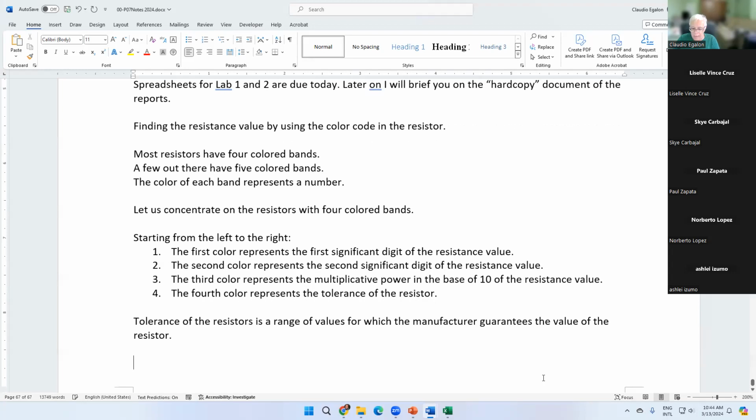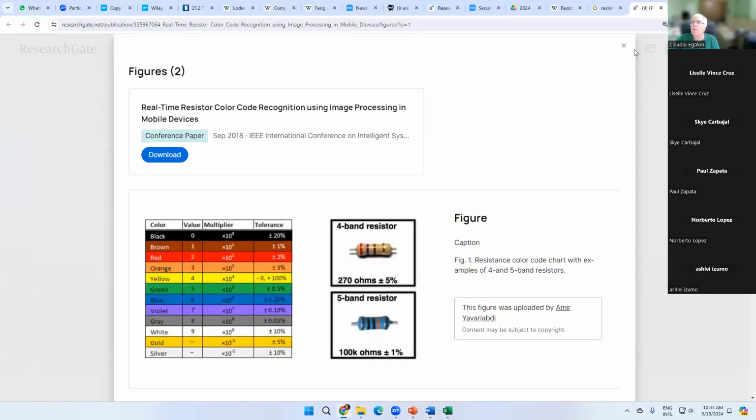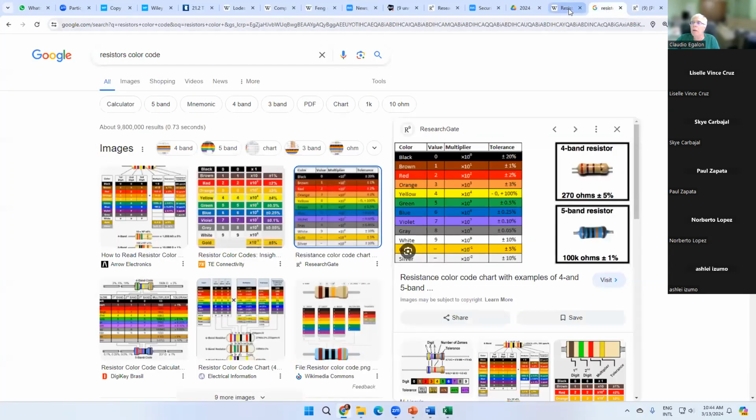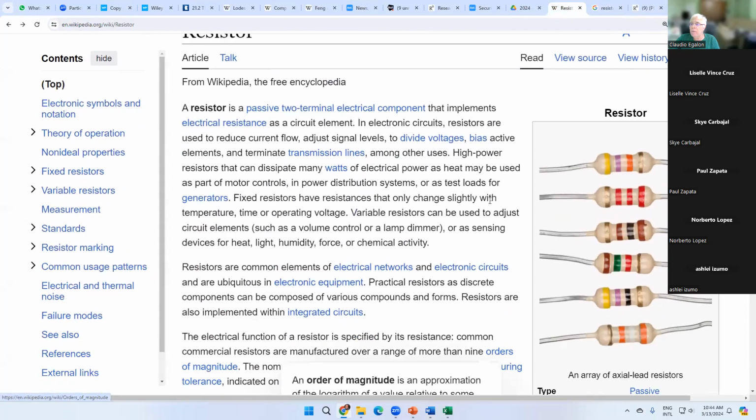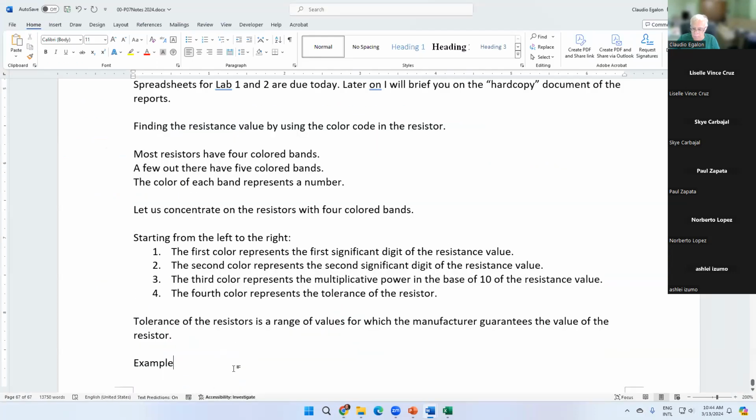So here you go. Example. Let's look at an example here. I'm going to get the example from Wikipedia. Let's get this one here. Yellow, violet, orange, and that's silver. Example: yellow, violet, orange, and silver. What is the resistance value and its tolerance?